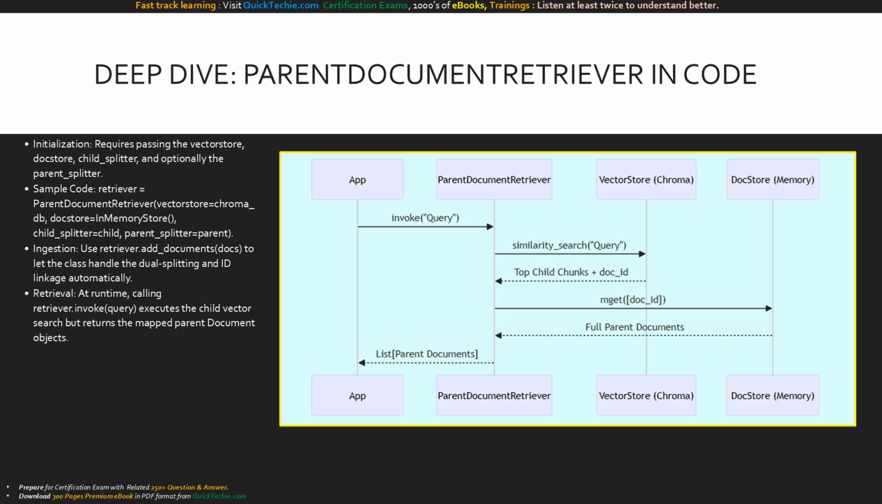The application calls invoke on the retriever. The retriever queries the vector store, which returns the winning child chunks along with their doc IDs. The retriever then takes those IDs, executes a fast multi-get operation against the doc store, and seamlessly hands the massive parent documents back to the application.